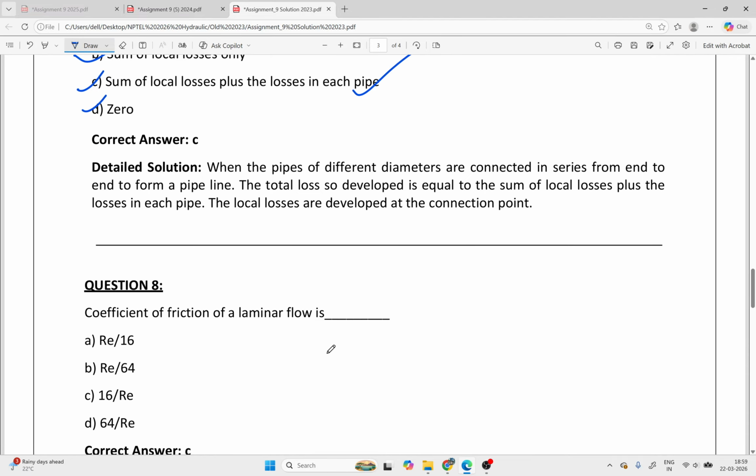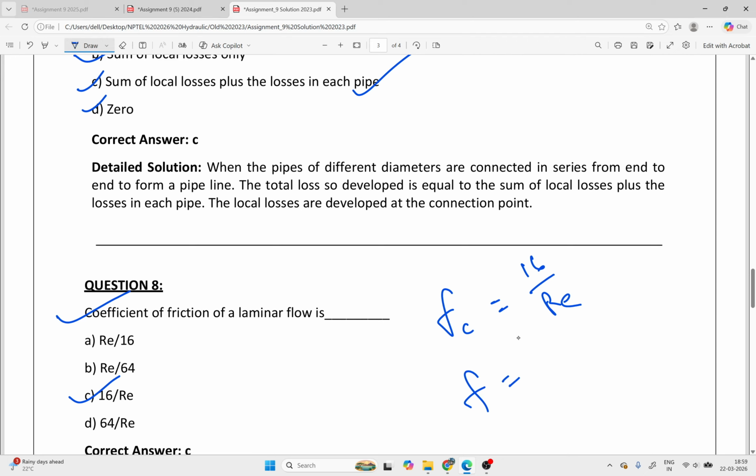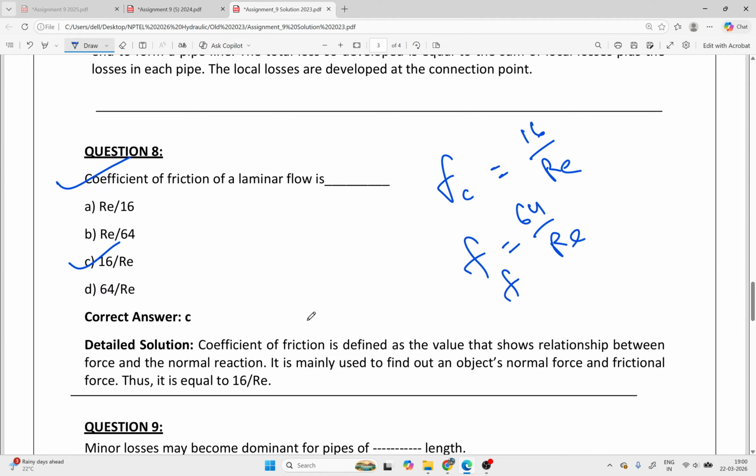Okay, this question we have already discussed a lot. The coefficient of friction for a laminar flow: option C will be correct, 16 by Re. The friction coefficient is equal to 16 by Re, or what will be the friction factor? Friction factor is 64 by Re. Now we'll move on to the next one.